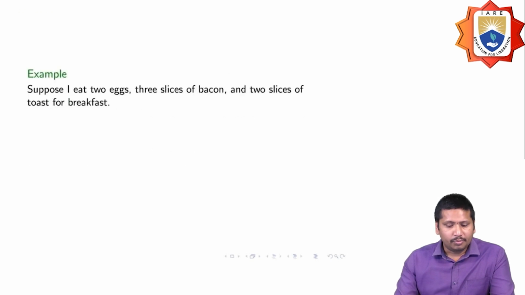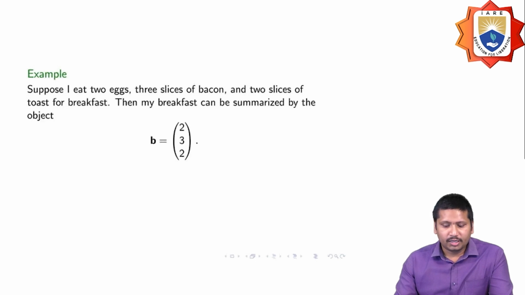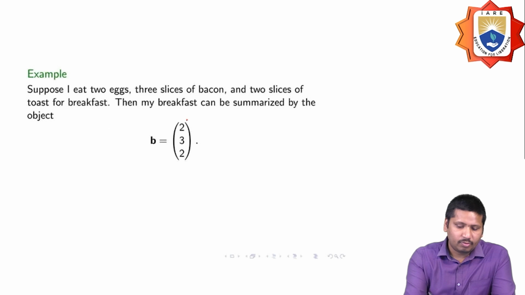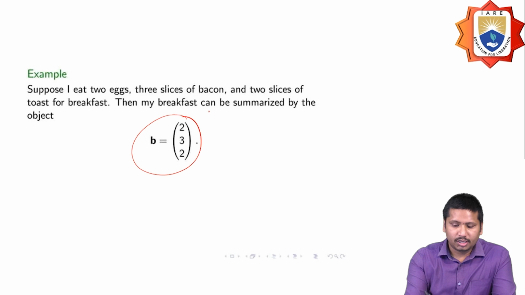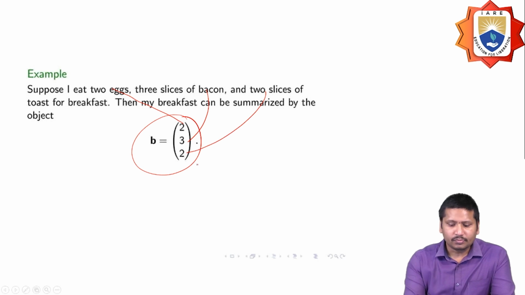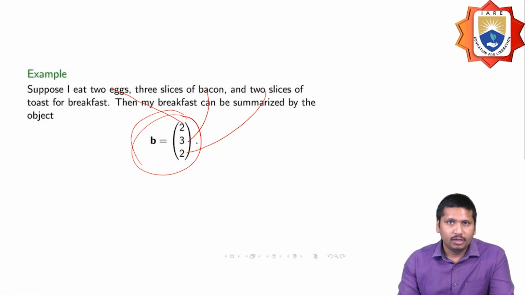Another example: suppose I want to eat 2 eggs, 3 slices of bacon and 2 slices of toast for breakfast. Then my breakfast can be summarized in the form of an object like this: b = (2, 3, 2). That means 2 eggs, 3 slices of bacon and 2 slices of toast. Like this, I can represent any kind of problem in the form of a vector.